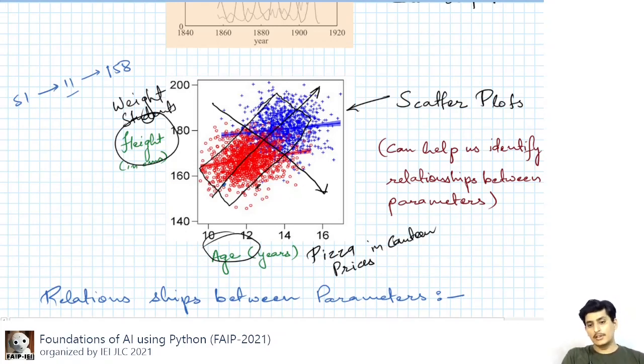What this particular phenomenon tells us is that when the pizza prices are less, the weight of the students increases. Whereas when the pizza prices are high, the weight of students is found to be lower. In most of the cases, obviously there will be outliers, but in most of the cases we can see such a trend. So when these parameters are fairly complex, these kinds of scatter plots can give us insights into the relationship between those parameters. Alright? And in statistical terms, such relationships are called correlation.